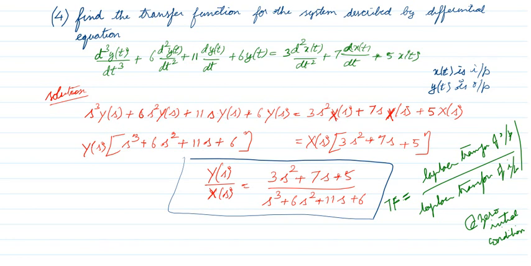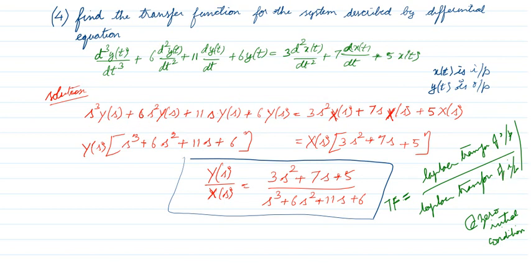Here we are taking y of s outside on the left side, so it becomes s cube plus 6s square plus 7s plus 6. On the right side, I am taking x of s outside commonly, so it becomes 3s square plus 7s plus 5. Now, what is the Laplace transform? What is the transfer function? Output by input. Laplace transform of output by Laplace transform of input at 0 initial condition. Initial condition is 0, so only I can write it like this.